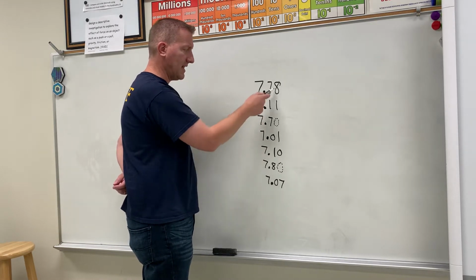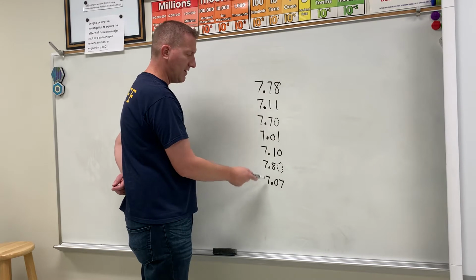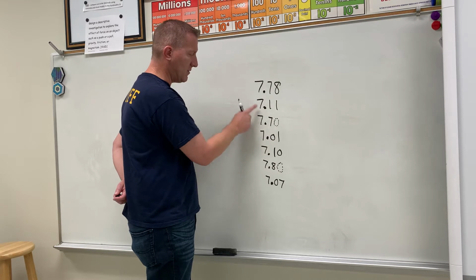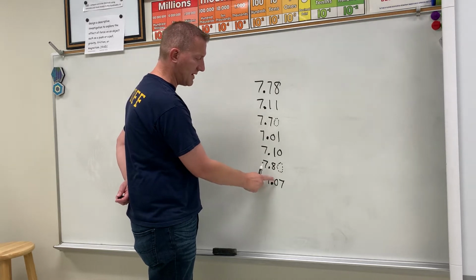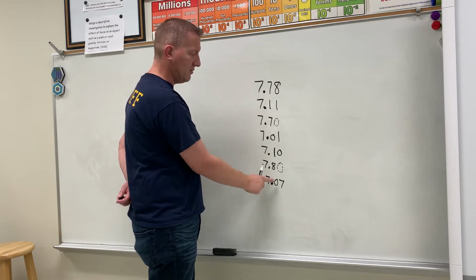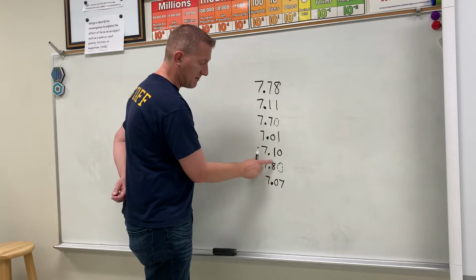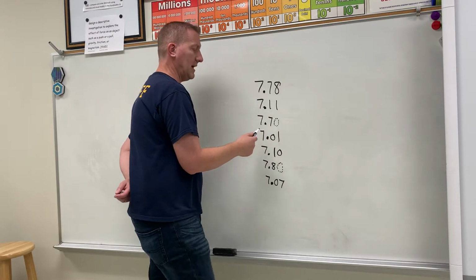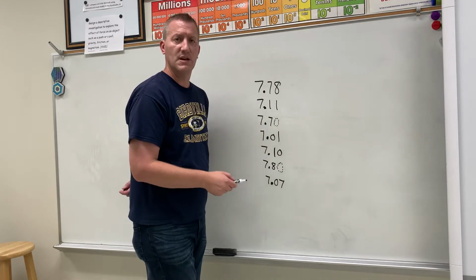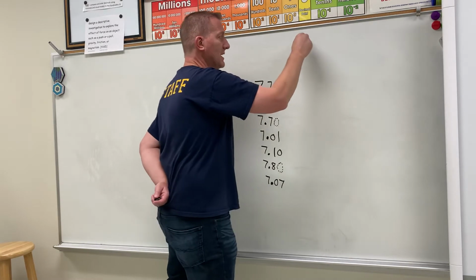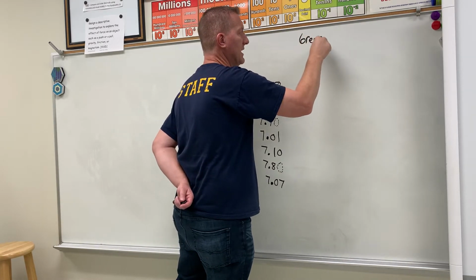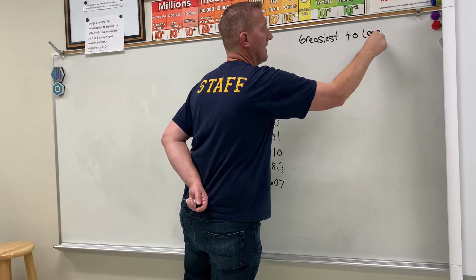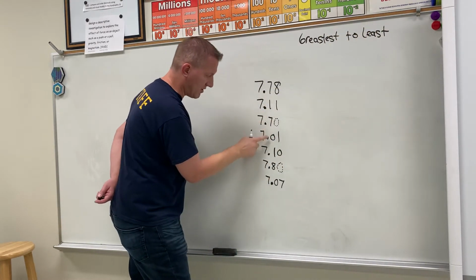They have tenths and they have hundredths, and they're all sevens. They're all sevens. So I can pass by the ones because they're all the same. So I can go right to the 10th spot, right to the 10th spot, and look at the digits. Okay, so let's say we're going to put these in order from greatest to least.